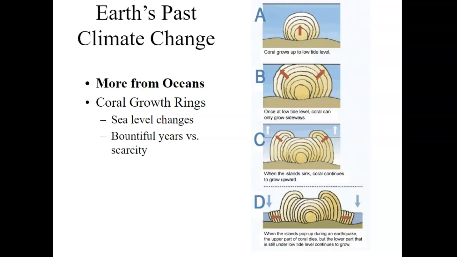So you can analyze this diagram here and understand that when the sea level changes, the coral can't grow upward and out of the water, it can only go sideways. And if the sea level drops more, again, the coral can only grow sideways and it can't grow upward any further. So the pattern of this growth gives us a clue as to changes in sea level.